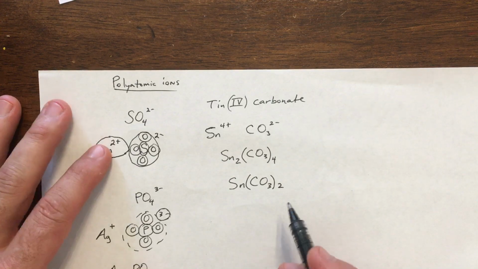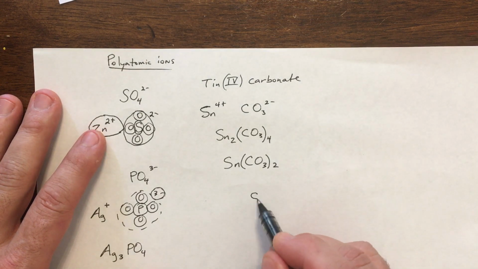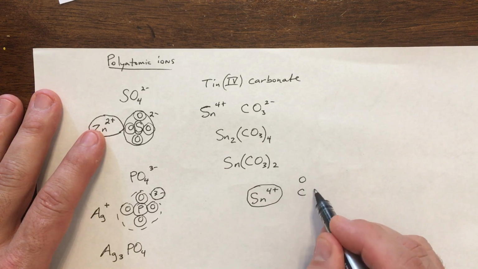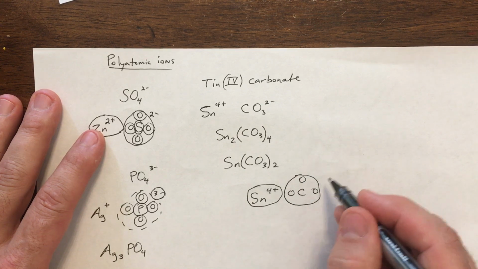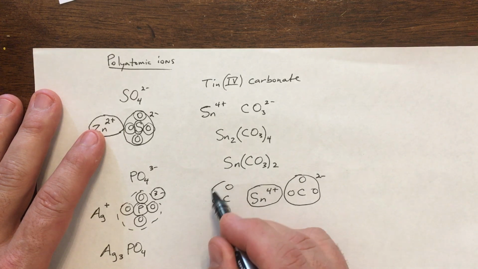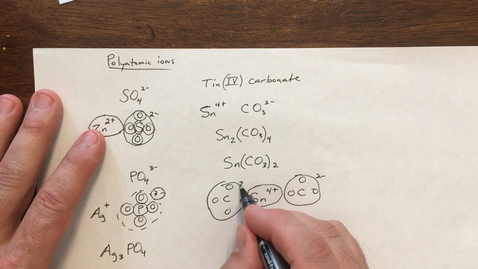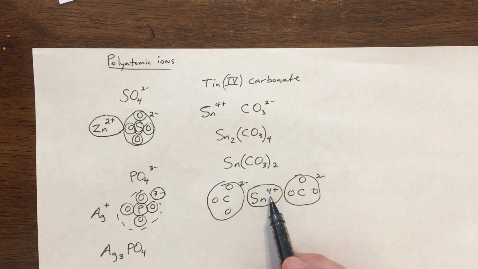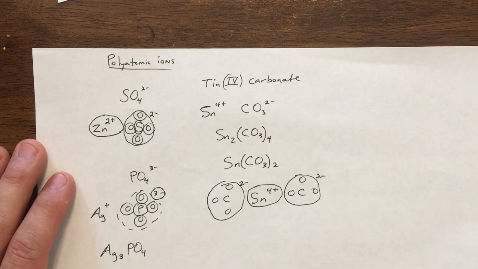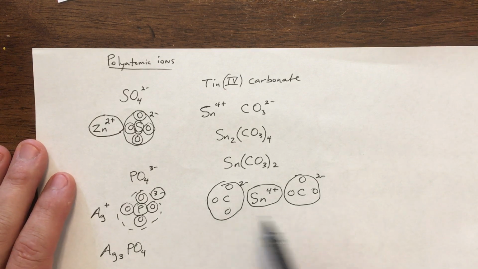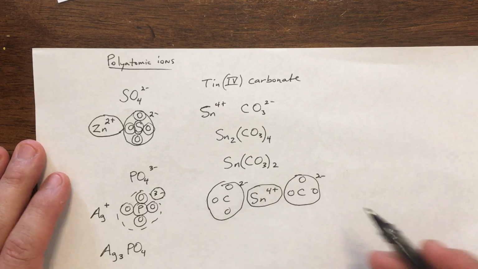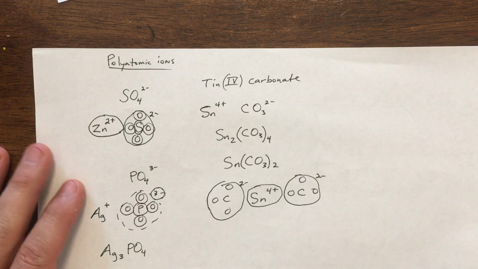If I draw a particle diagram of that, I would have 1 tin at 4+, and then 2 carbonate polyatomics at 2- each, placed on either side, and you could put the -2 there. If you think about it, I have a +4 in the middle and a -2 on each side, so the whole formula unit is neutral. If I put that in water, it would dissociate into those respective ions. I would get a carbonate, another carbonate, and then a tin.